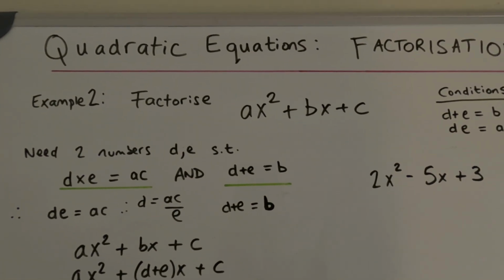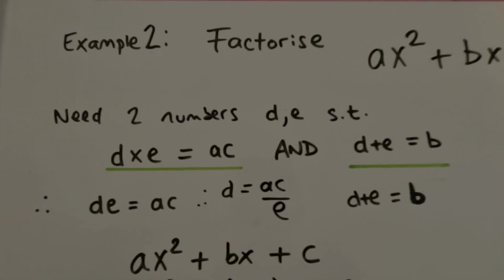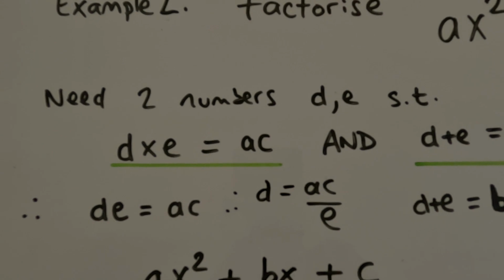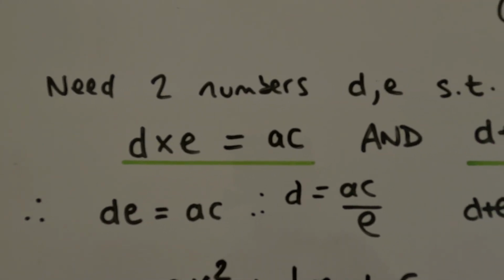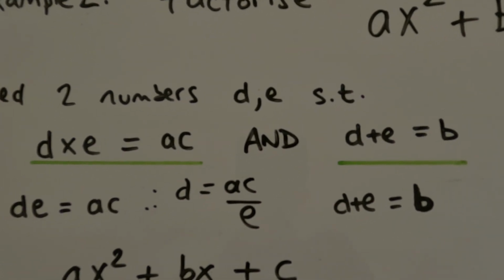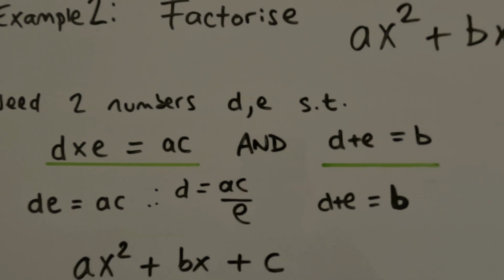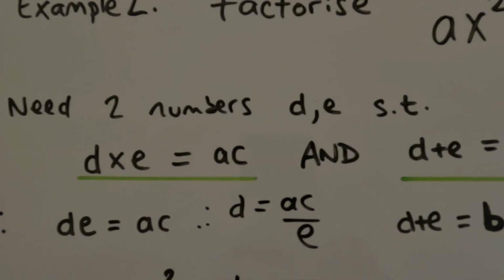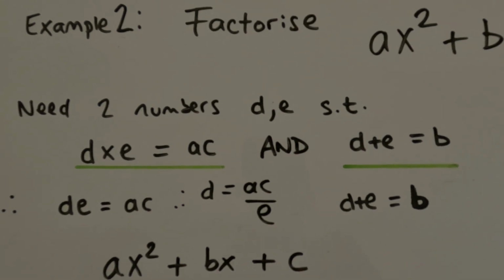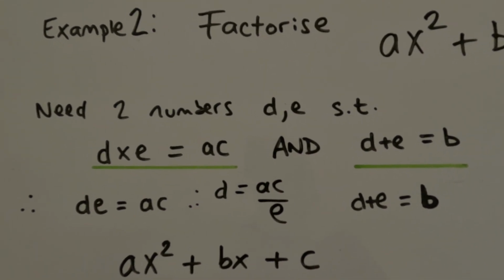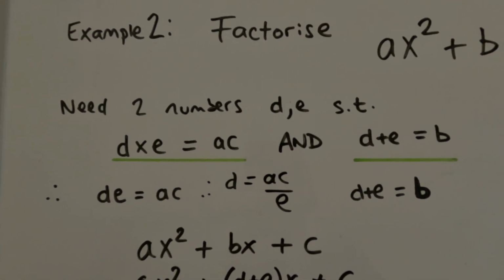So the way I was taught it, the way I've always understood it, is we need to find two numbers, let's call them d and e, where their product is equal to ac and their sum is equal to b. So they multiply together to give ac and they add together to give b. So these are our two conditions, if you like, and they both have to be satisfied in order to proceed, in order to factorize it. If one of them fails, then the game's over.